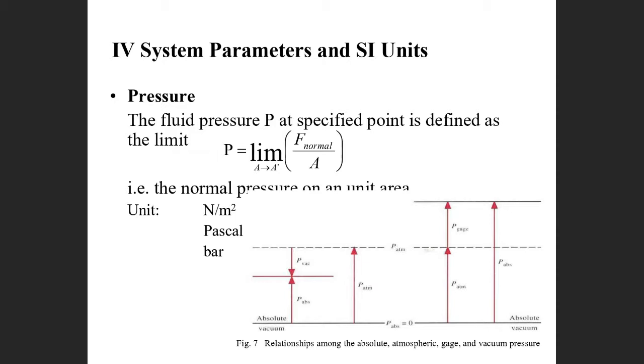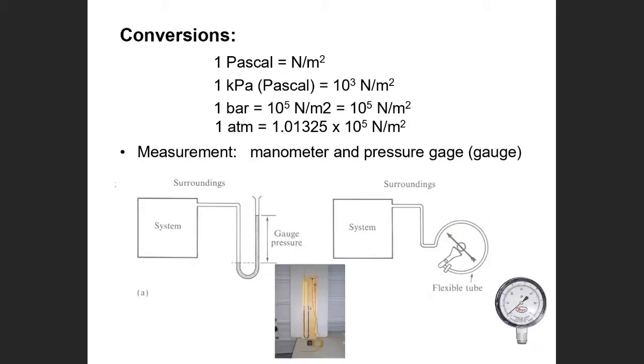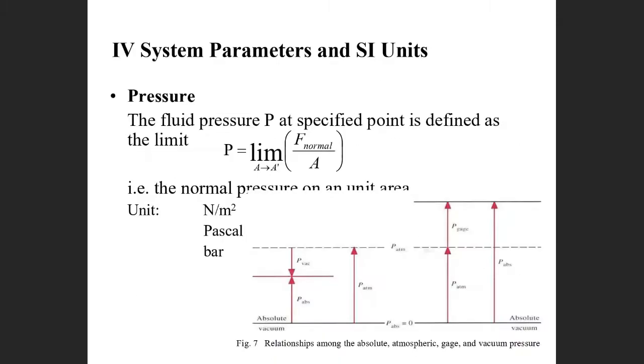To understand the properties of matter, we have to know some properties, as we have learned before. We have the pressure. The definition of pressure is the limit of the normal force on a unit area. We understand pressure well. We understand there's one atmospheric pressure. It's very useful to understand its units.